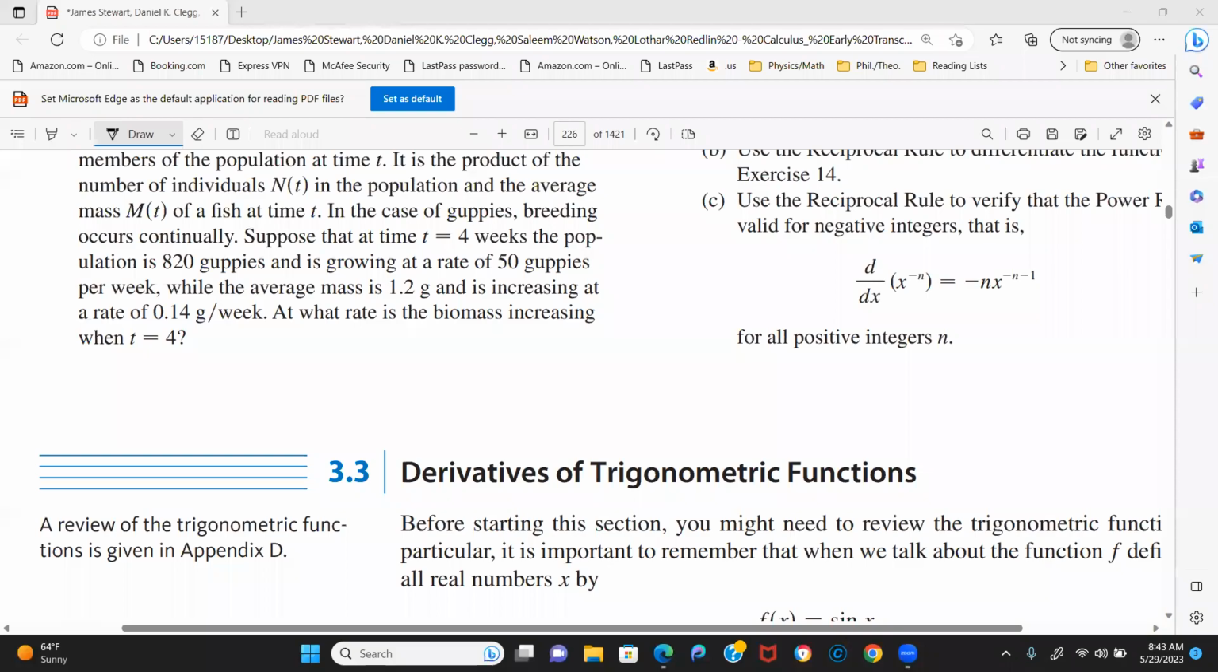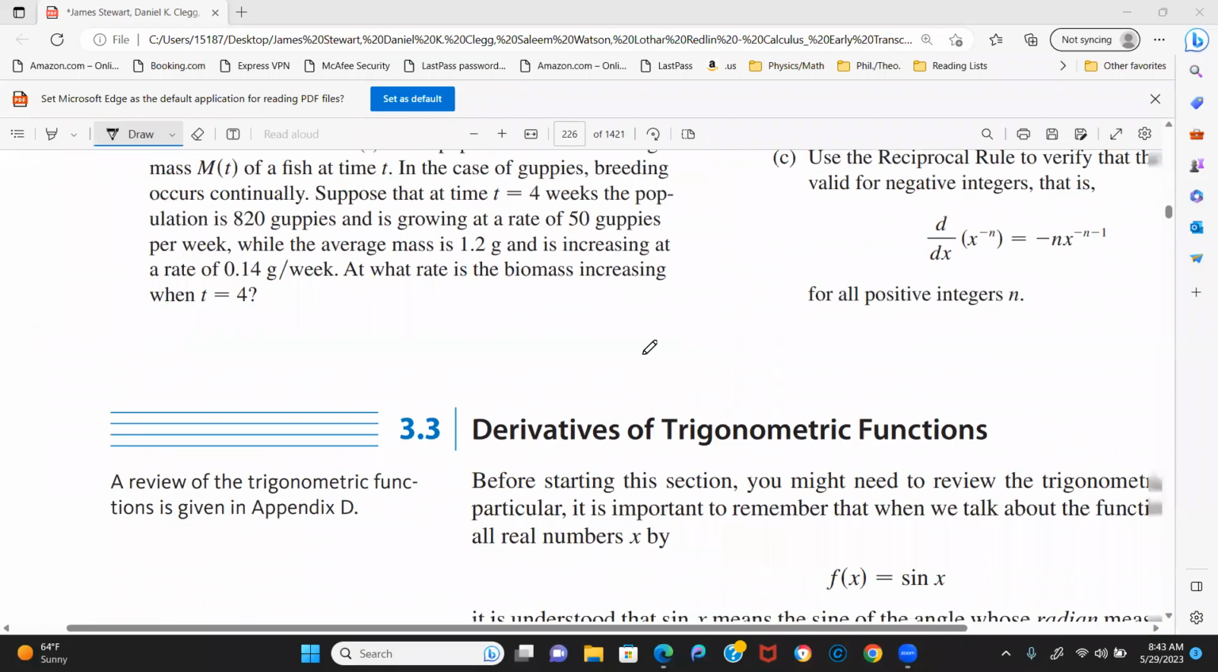Okay, so in this lecture, we're going to cover section 3.3, I think it is, and this is on derivatives of trig functions. So let me share my screen so you can see what I'm seeing. So yes, 3.3 on the derivative of trig functions.